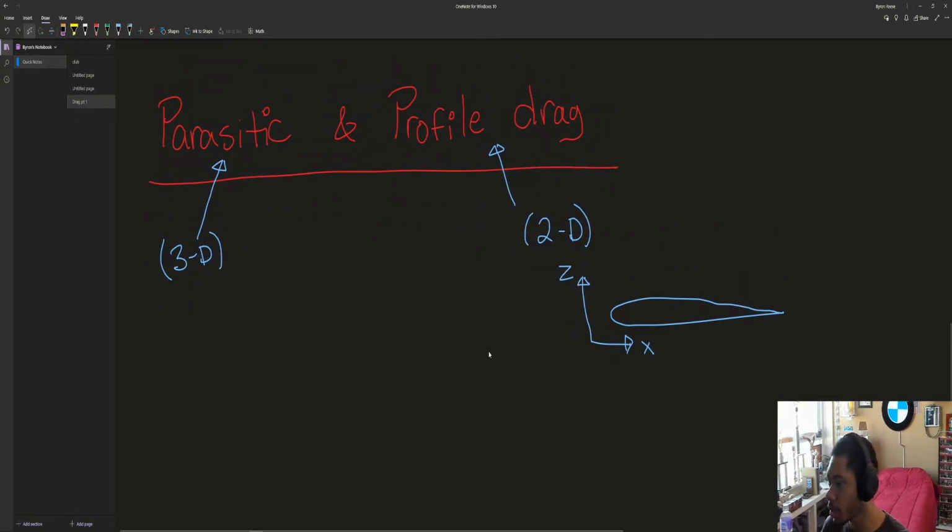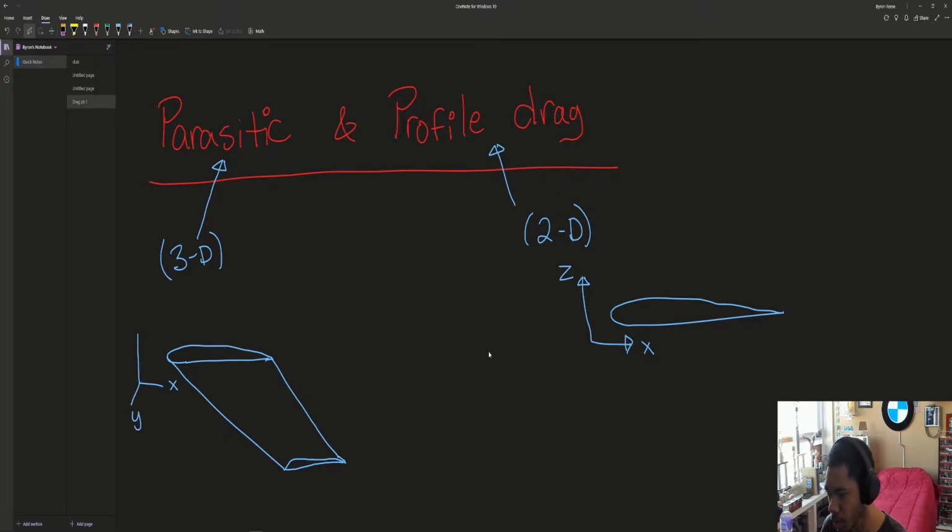So what is a 3D problem? Well, a 3D problem would be if we're looking at, say, for example, the same airfoil here on the roof. I'm going to go ahead and say it comes to a tip. So now we are looking at a full wing. This is a 3D problem. Here, we have our X, Y, and Z. So this is parasitic and profile drag.